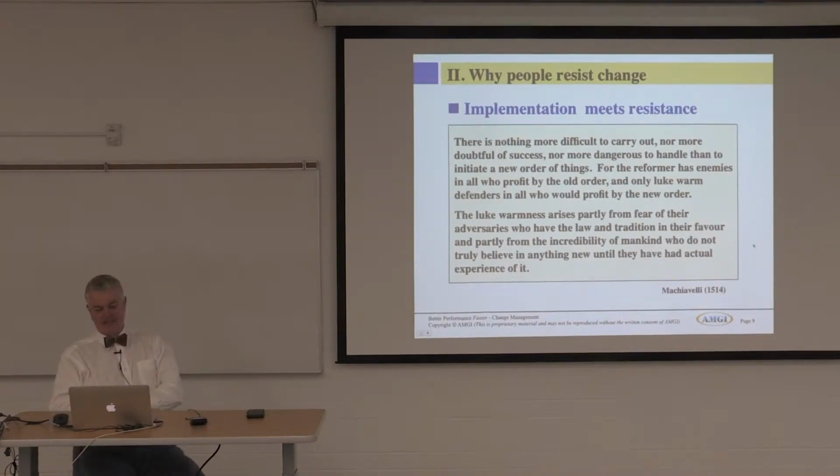I think Machiavelli, 1514, he wrote a great book called The Prince, all about the politics of hierarchies and authorities and chopping people's heads off. They don't chop your head off now, well, not in most Western countries, but you get fired. You get an office with no windows, maybe. There's nothing more difficult to carry out, nor more doubtful of success, nor more dangerous to handle than to initiate a new order of things. For the reformer has enemies in all who profit by the old order, and only lukewarm defenders in all who would profit by the new order.